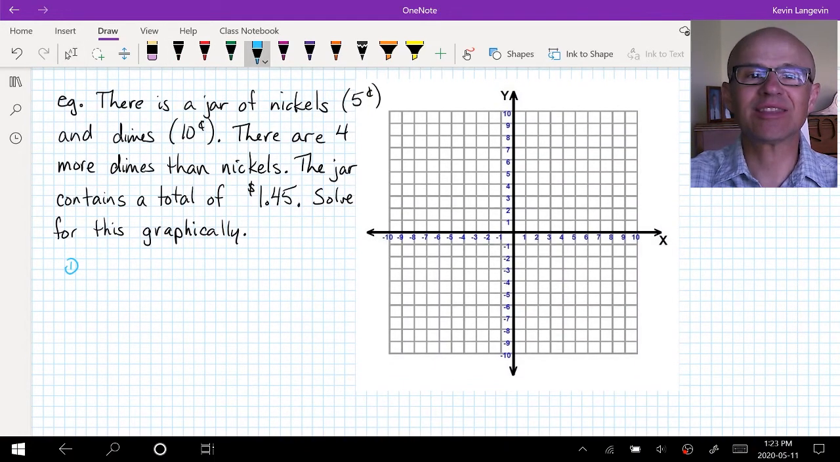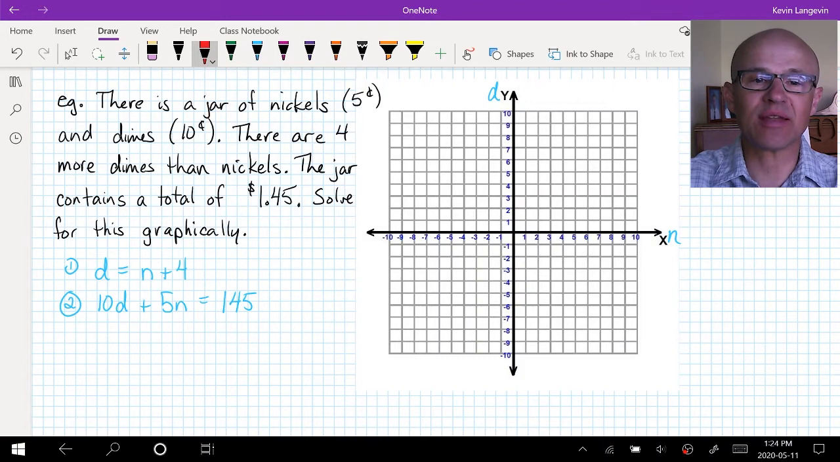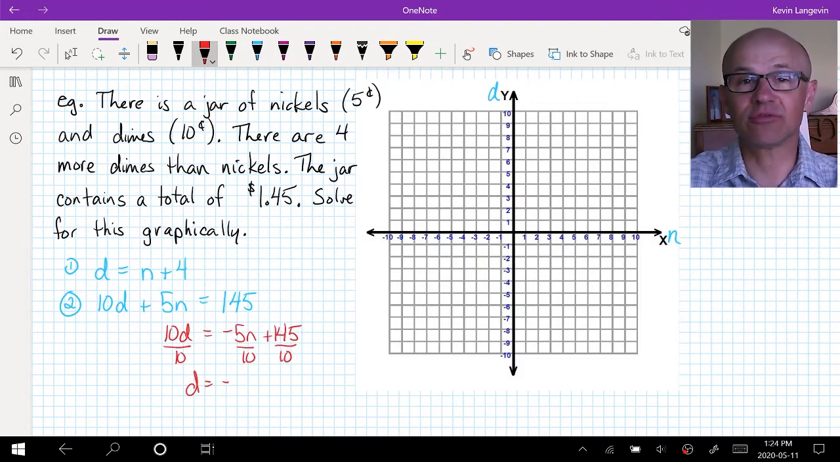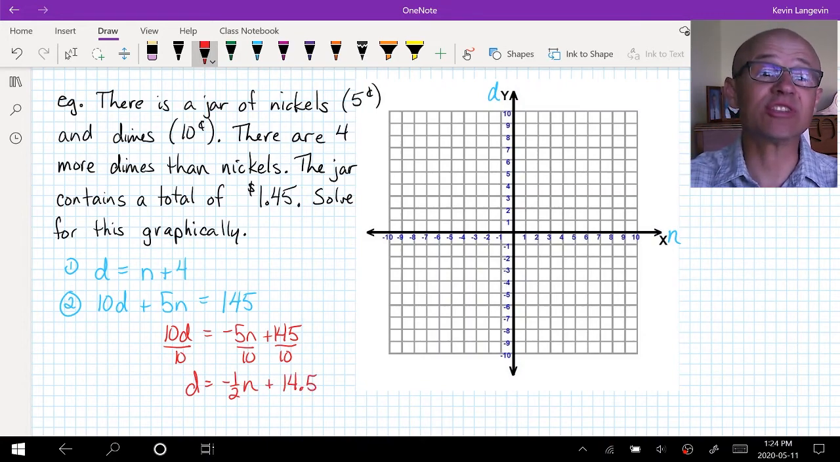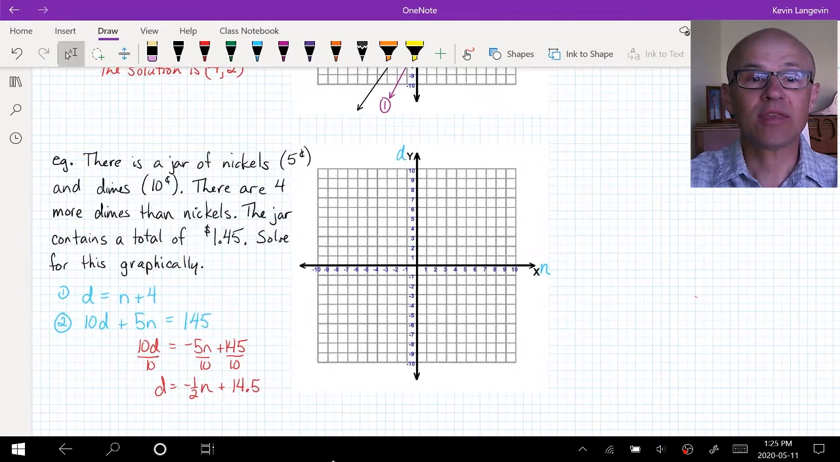So first, the equations. The fact that there are 4 more dimes than nickels means I would have to add 4 to the number of nickels to obtain the number of dimes. So that's where my first equation is d equals n plus 4, even though many of us would immediately write down d plus 4, which is actually incorrect. The other one, I wrote 10 times the D's plus 5 times the N's equals 145 because D's are worth 10 cents and N's are worth 5 cents.